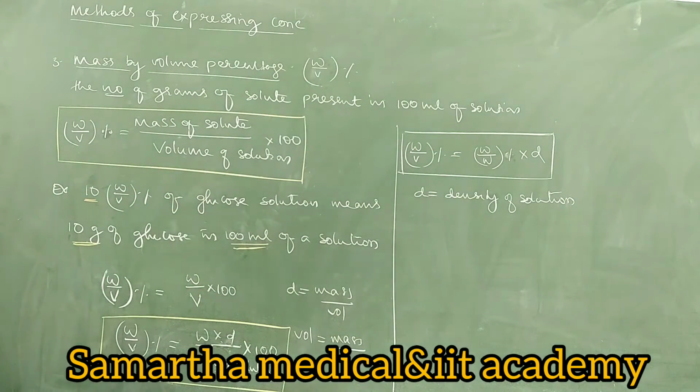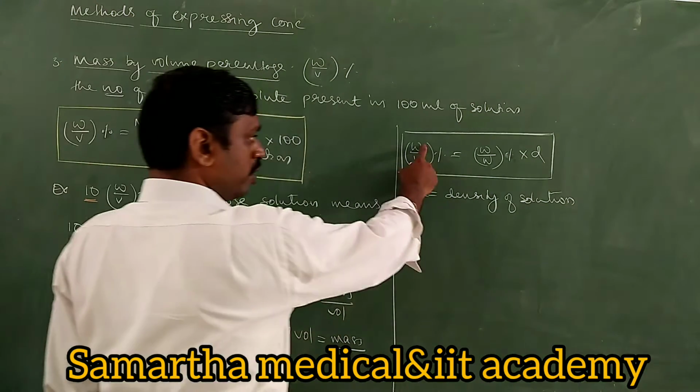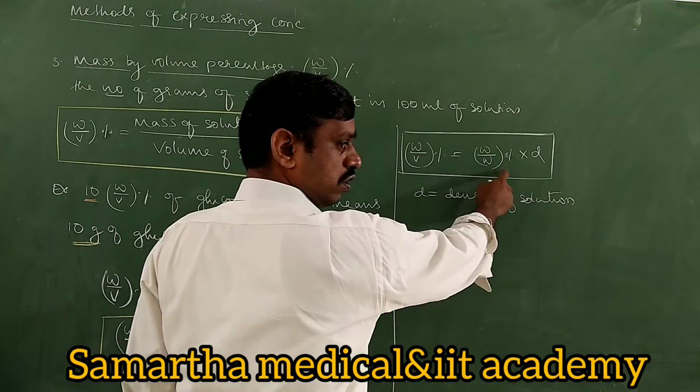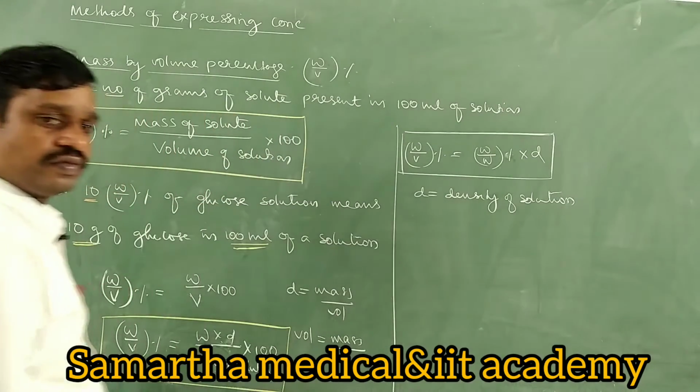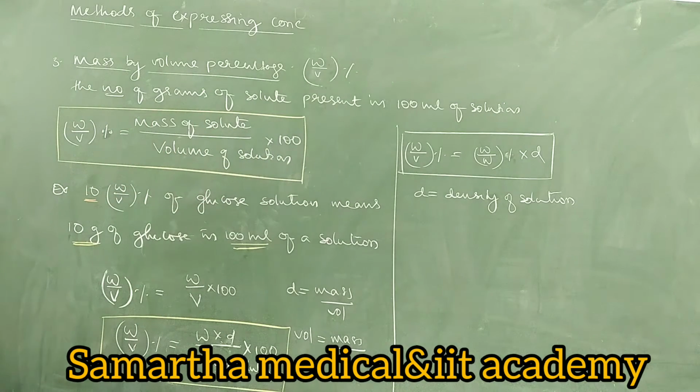It means you can interconvert. W by V can be converted into W by W if the density is given. Now this is mass by volume.